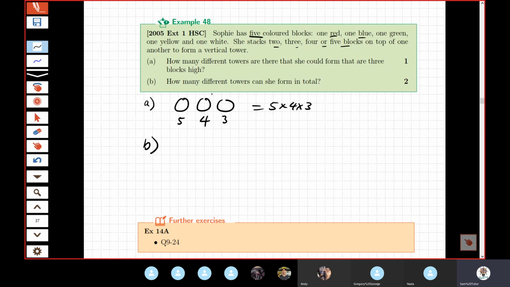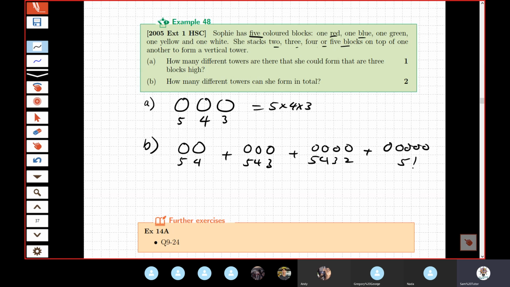And B, how many different towers can she form in total? Well, wouldn't it be now 5 and 4 plus 5 and 4 and 3 plus 5, 4, 3, 2 plus 5 factorial, which is the same. Do we agree? Stefan? No?